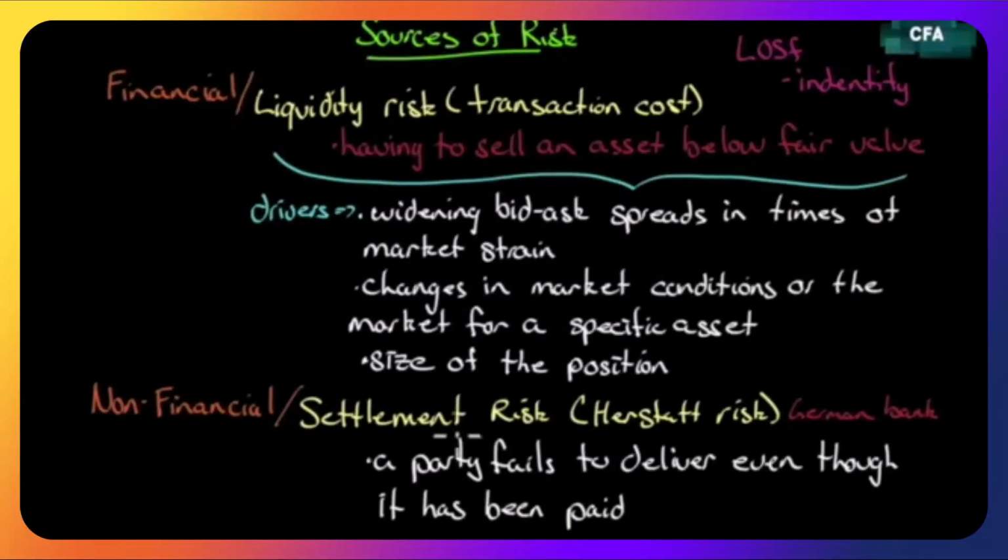Non-financial sources of risk. Settlement risk, and this is called Herstatt risk, and this was new to me. I looked at Herstatt and I said that I don't recognize that term, so I looked it up. It was a German bank in the 70s, and this is what happened. The German bank got paid to do something, and once it received the money, the German government stepped in and shut the bank down. It didn't perform. So imagine paying a contractor to fix your roof. You pay the contractor, and the contractor just doesn't show up.